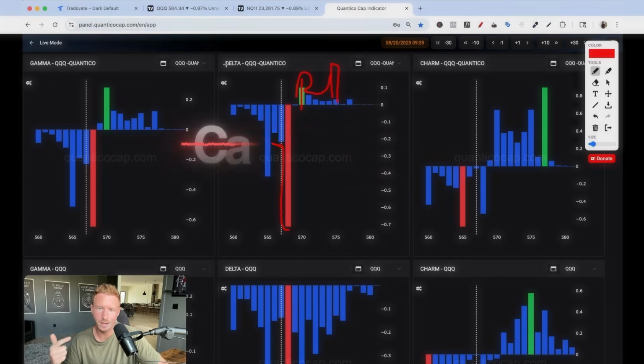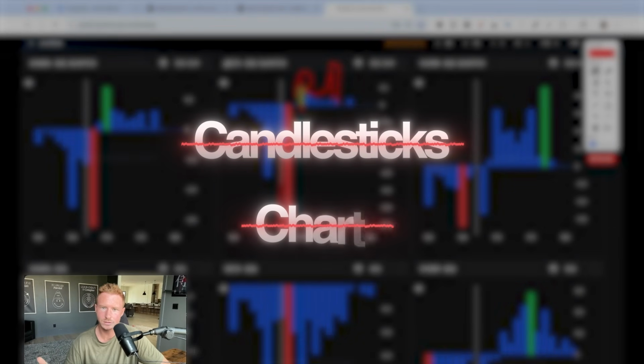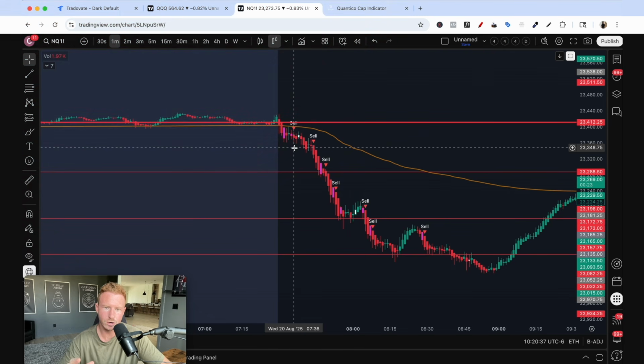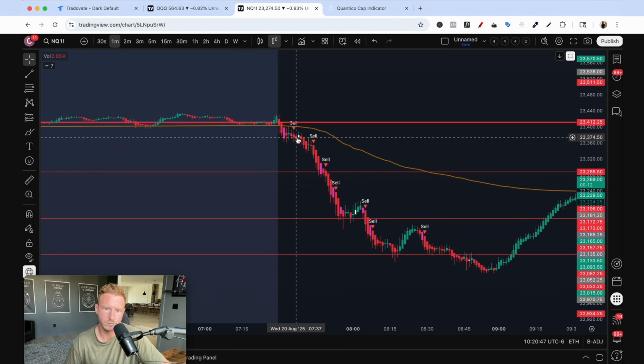I'm not looking at candlesticks. I'm not looking at charts or anything. I'm simply just looking at the Greeks for my key levels to understand the market context for the day. And then I'm using the charts to look for price action to tell me when is a good confirmation to get into the trade. Now, I don't even like doing that, so I did build my own indicator that does that for me.